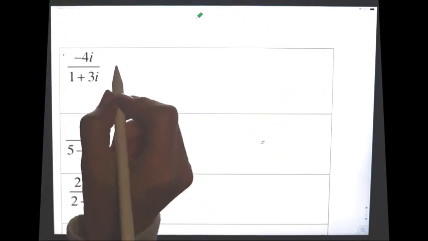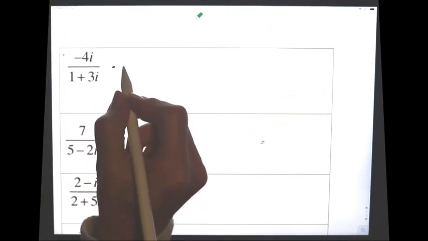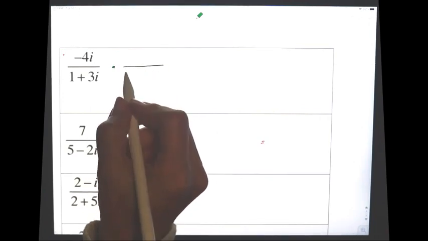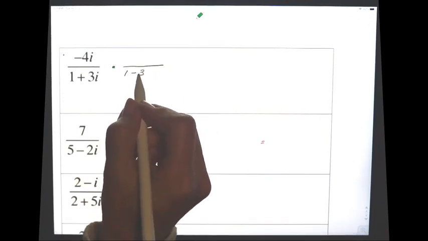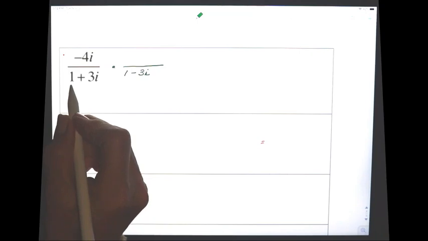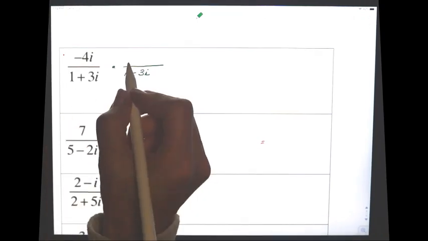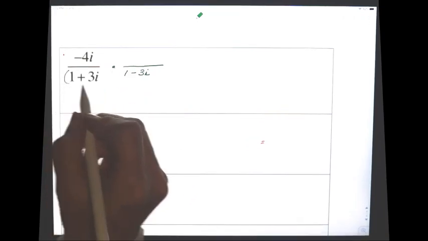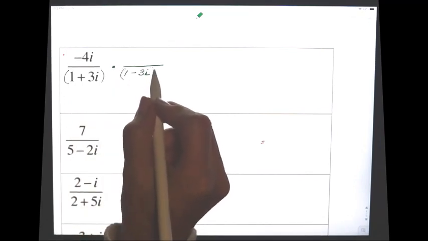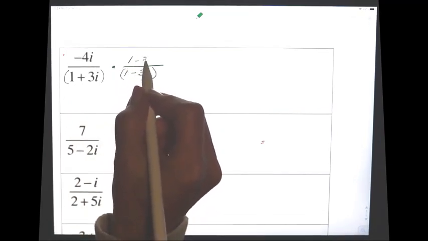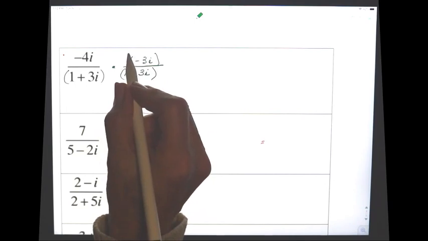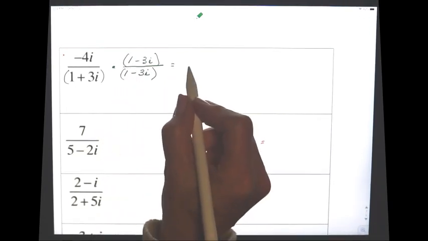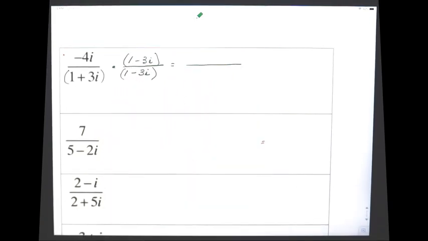Here's another division problem. How do you work a division problem? You put down a multiplication, you go for the complex conjugate, so same sign on the real part, opposite sign on the imaginary part. Let me put all this in parentheses. And whatever you do as a multiplier in the bottom, you have to match that as a multiplier in the numerator as well, because in essence here again you're multiplying by 1.